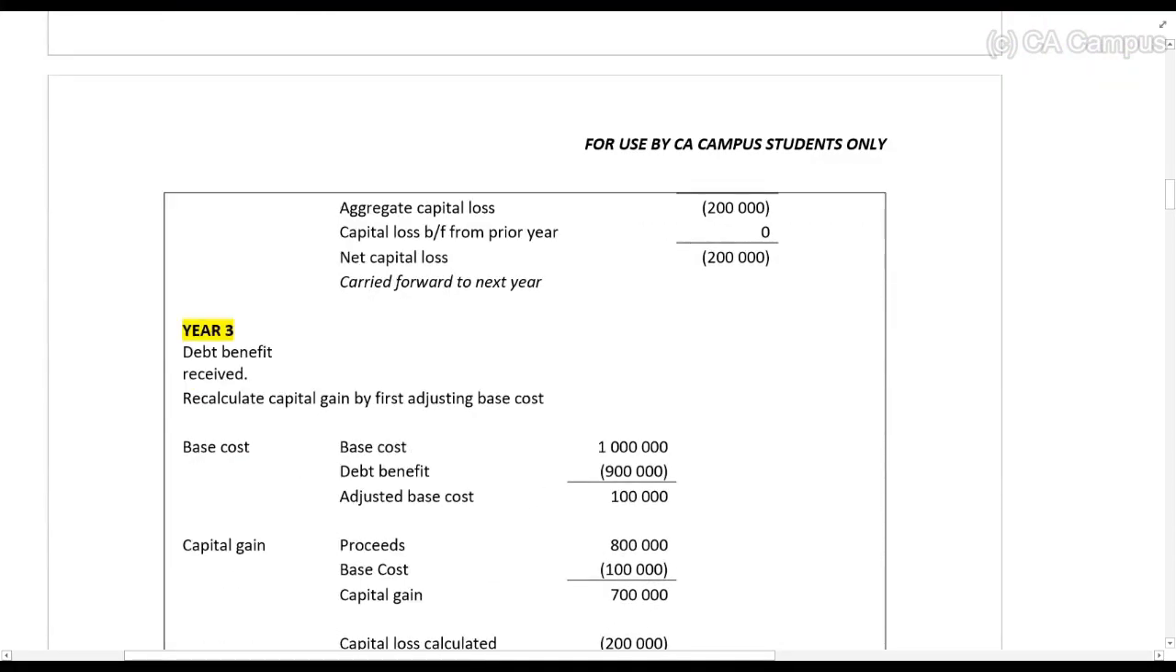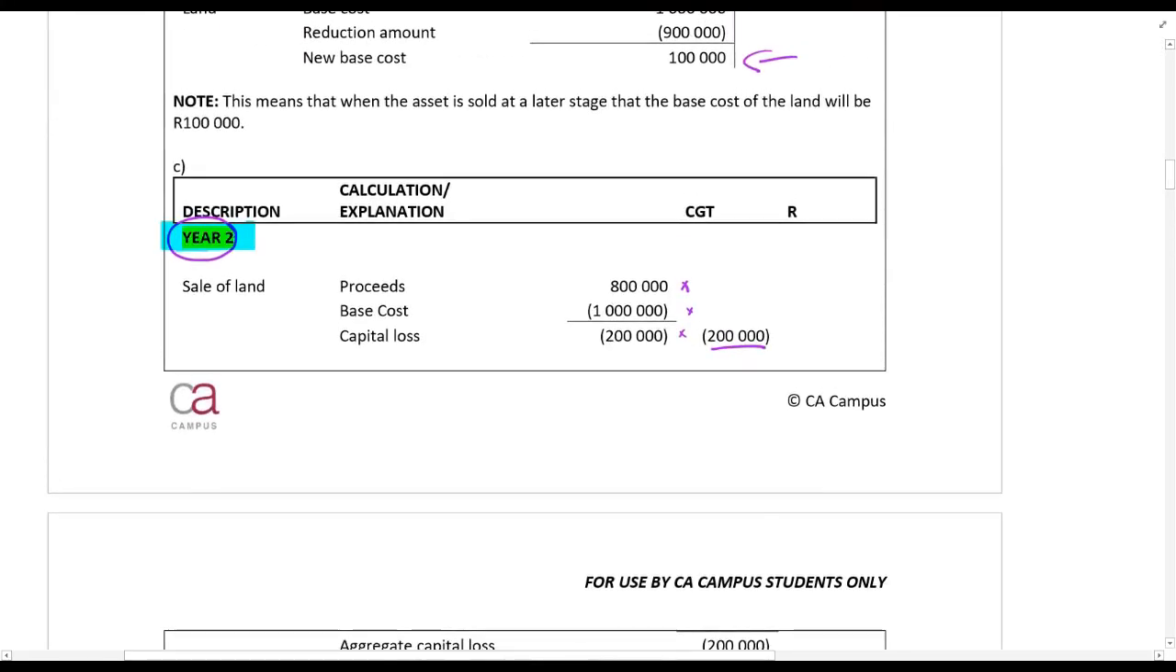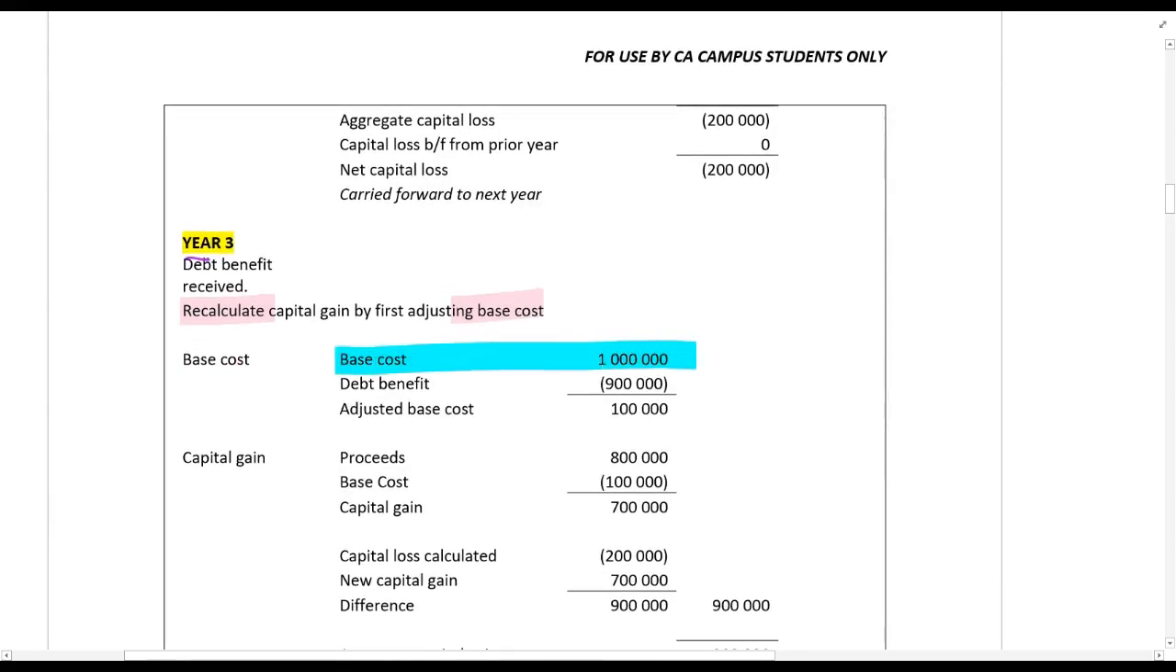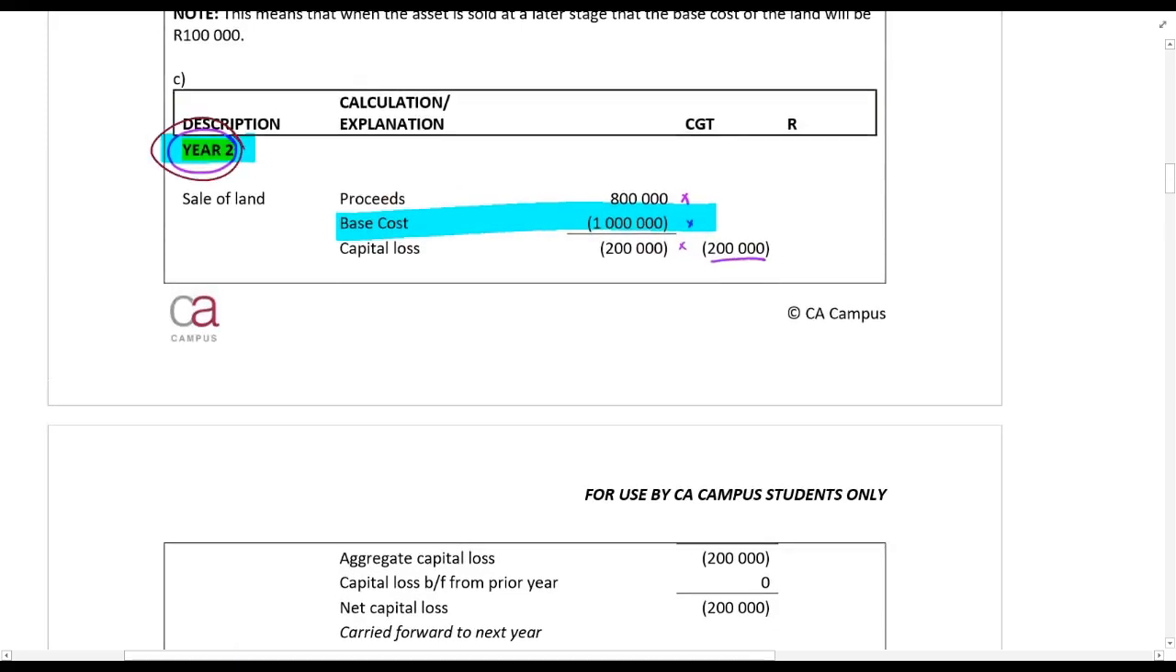Then in year 3, we receive our debt benefit. So the first thing that you do is you have to go and recalculate the capital gain by first adjusting the base cost. So we say, at the time that it was sold in year 2, my base cost was R1 million. So let me now adjust that base cost to a new base cost. Then I say, if in year 2, when I did this calculation, it had been proceeds, which is that same amount, 800,000, minus my new base cost, which is nil.